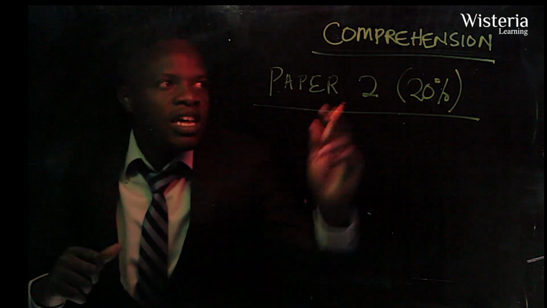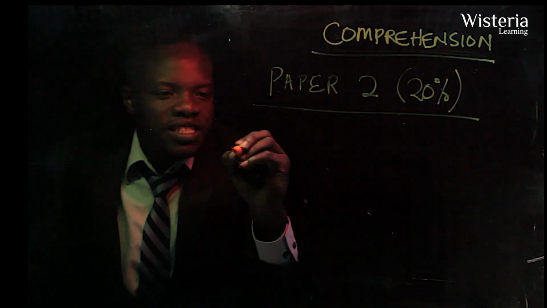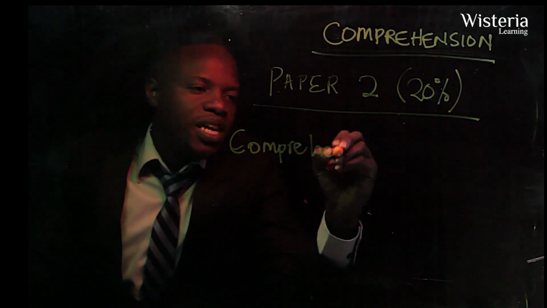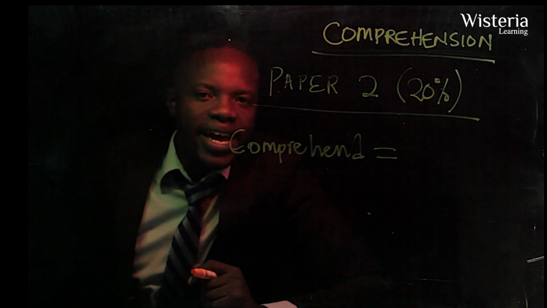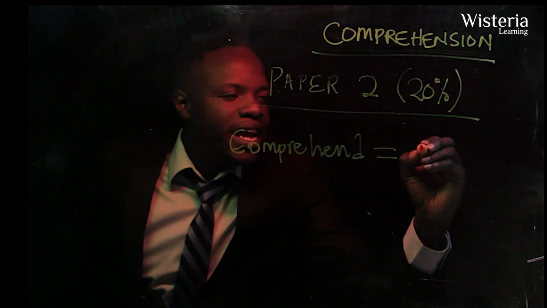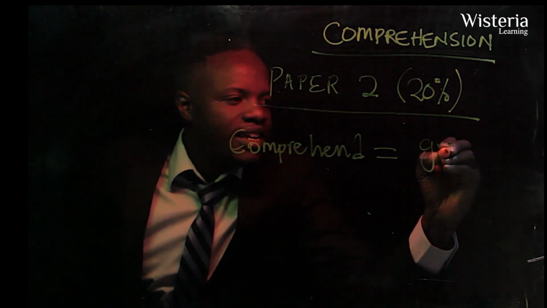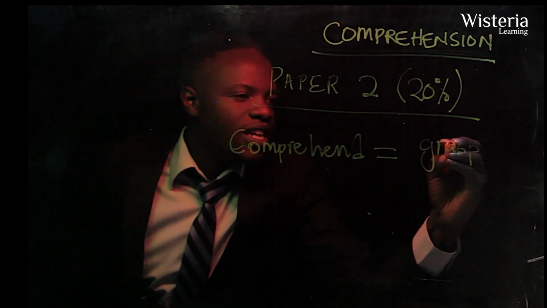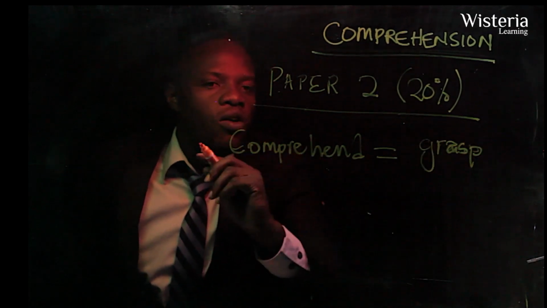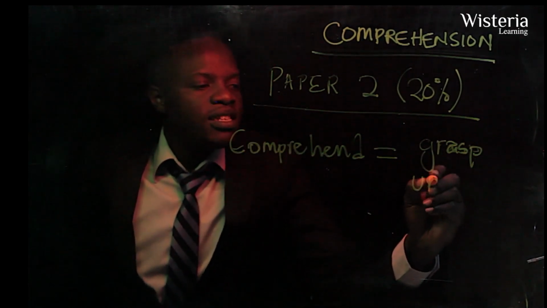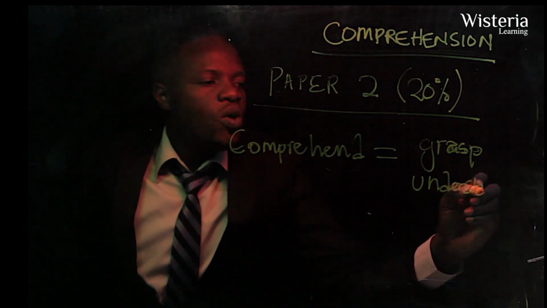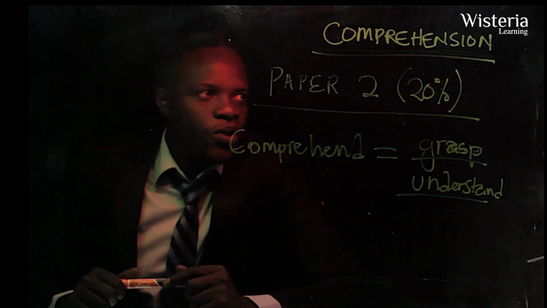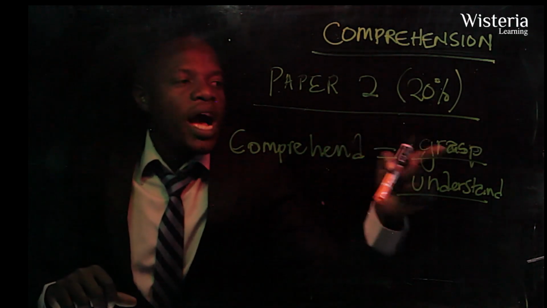What is comprehension? You can see from this word that comprehension comes from the word comprehend. What is to comprehend? To comprehend, you can say simply, is to grasp. Can you see this word grasp? Or to comprehend can be understood as to understand. Comprehension therefore is the ability to understand.